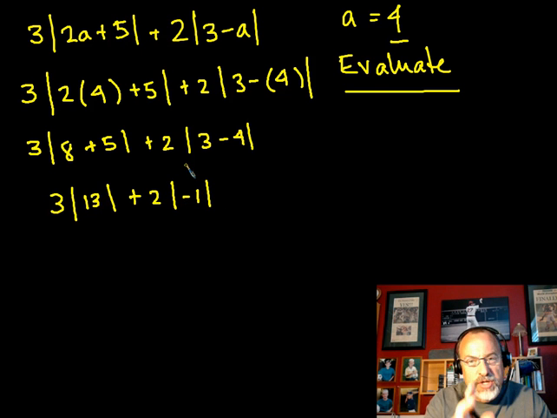Now here's where the rule comes into play. The tendency is most students are going to want to distribute or just multiply this like it was parentheses, but these aren't parentheses. These are absolute values. And we have to simplify, or take the absolute value of the number, before we multiply it. This is 3 times the absolute value of 13, meaning 3 times the distance from 0 of 13.